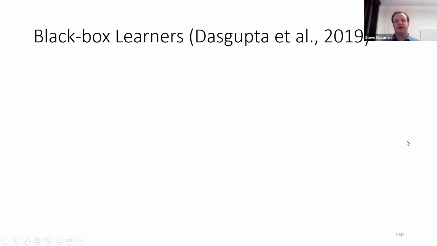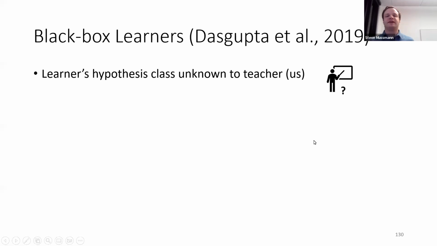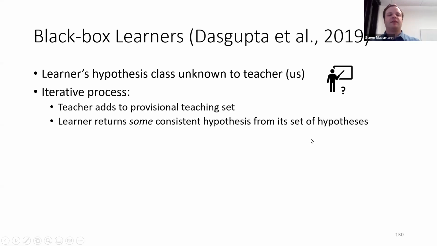So this is great, but unfortunately, this requires knowing all the hypotheses. And for modern models like deep neural networks, there are simply too many hypotheses to enumerate. So instead, there's been a breakthrough in the last few years called machine teaching of black box learners, where the learner's hypothesis class is unknown to the teacher. It's an iterative process where the teacher adds to a provisional teaching set, and the learner returns some consistent hypothesis from a set of hypotheses.